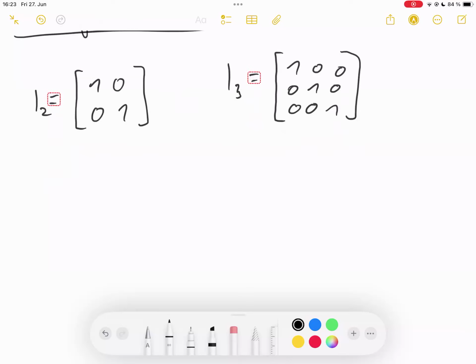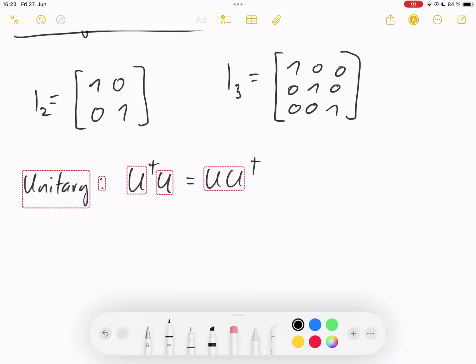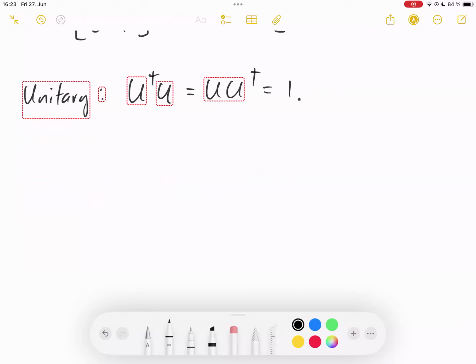Now, a matrix is unitary if U dagger times U is the same as U times U dagger. It's important this is a dagger, it's not a transpose, and we will see very soon what this dagger does. This is the identity matrix. And I'll tell you later why we need this. Now, let's look at what this dagger actually does. It's the so-called adjoint of a matrix.